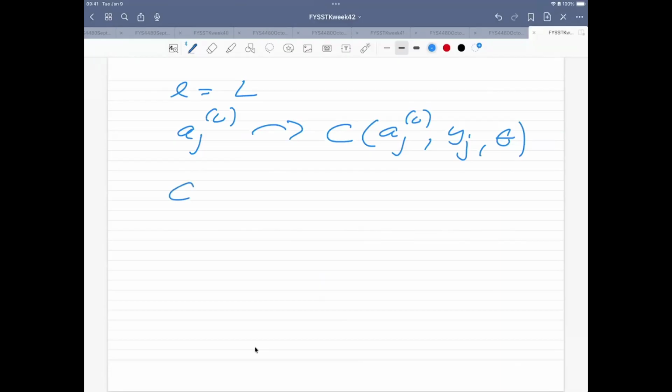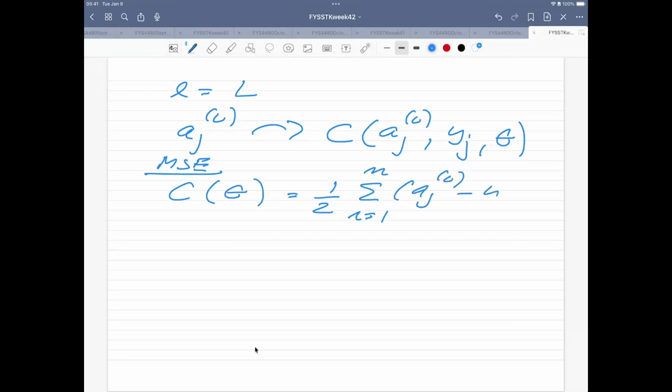So let's just also write, to give you an example, the mean squared error. This is the first encounter in project number 2. I'm just writing this as C of theta. This would be something which we would typically write as a sum over all the variables we have of n, and then we have (a_j^L minus y_j) squared. And then we would calculate dC/d theta and set that to 0. So that's ideally what we want.